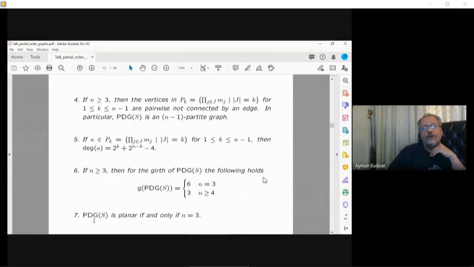And this graph, the partial order or the perfect divisor graph, is planar, meaning that I can draw it on the floor without crossing the edges. I mean, this is a simple way to think of a graph being planar. I can draw it on the floor so that the edges do not cross. It will be planar if and only if n equals 3. So these are some of the properties of the perfect divisor graph.